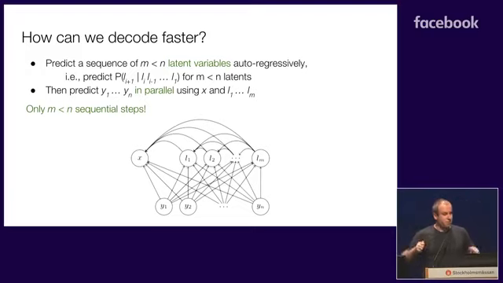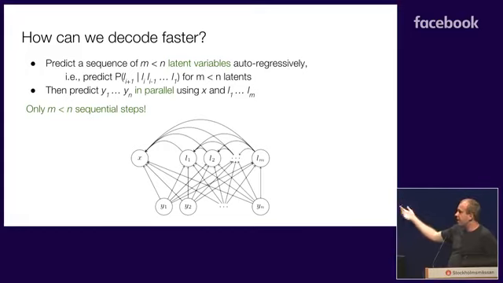And then, from those latents, once you've made these decisions, you'll try to generate the whole output in a very parallel way. So you'll only make m steps, which will be smaller than n. In our experiments, it was 8 times smaller, but you could vary that. You'll have a shorter sequence of latent variables, and then you'll predict the output in a parallel way.